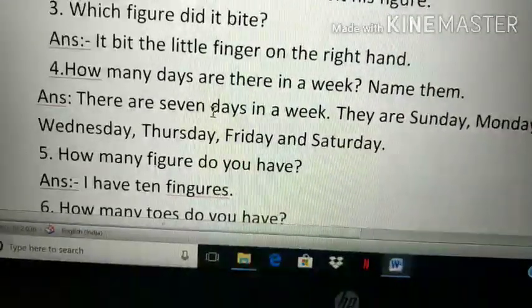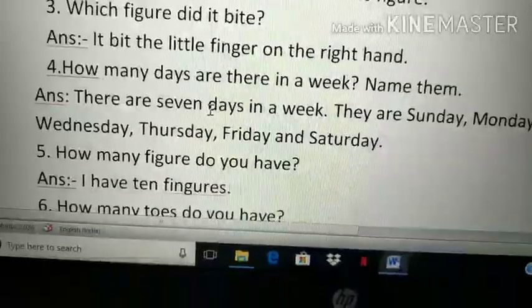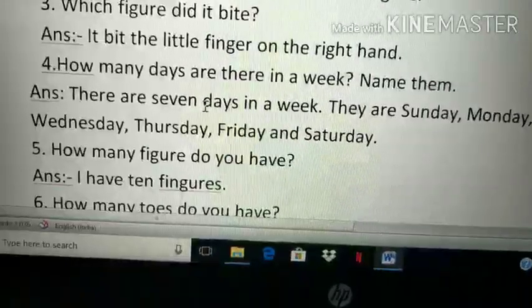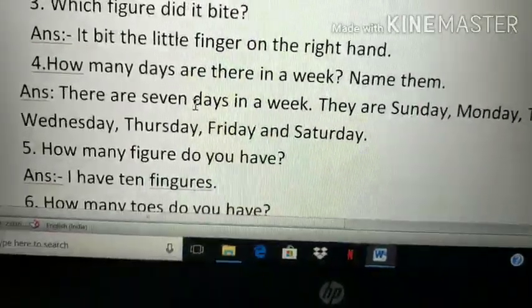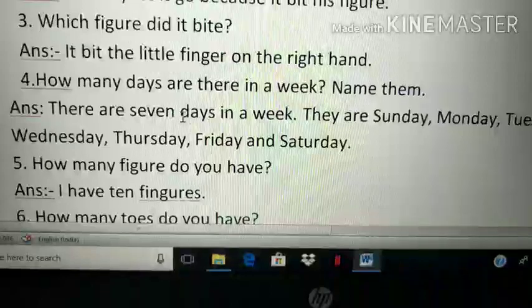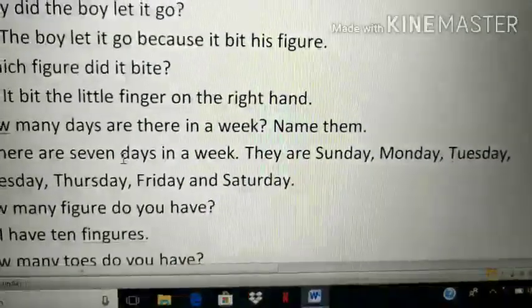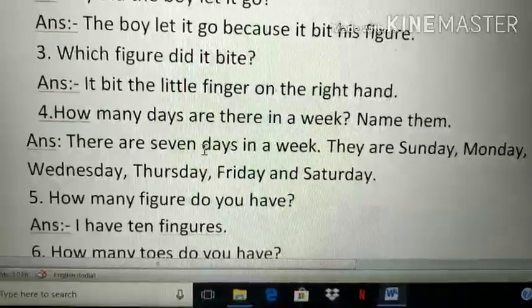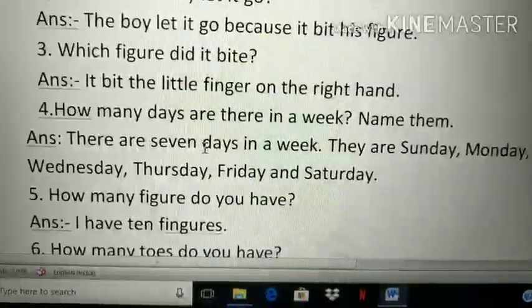How many days are there in a week? Name them. There are 7 days in a week. They are Sunday, Monday, Tuesday, Wednesday, Thursday, Friday and Saturday.